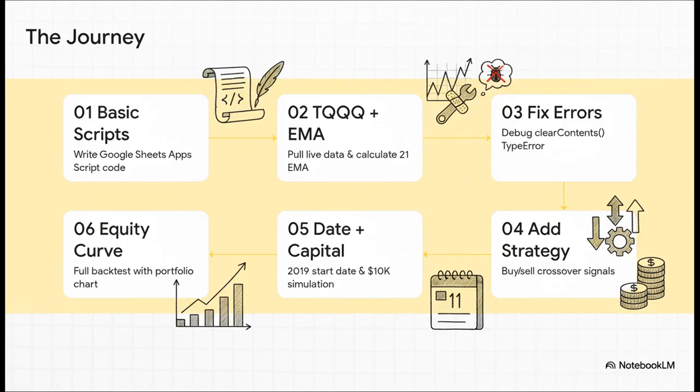We're going to start with the absolute basic scripts. Then we'll fetch our data, hit an error, which always happens, and then fix it. After that, we layer in the actual trading strategy, scale it all up with more data, and finally, we get to the good part, visualizing the results with an equity curve. That's our roadmap. Let's get into it.